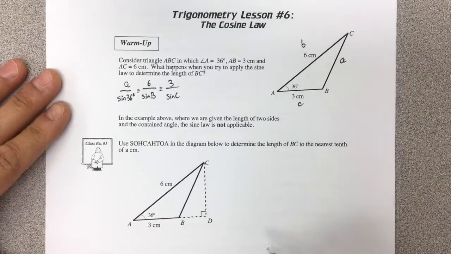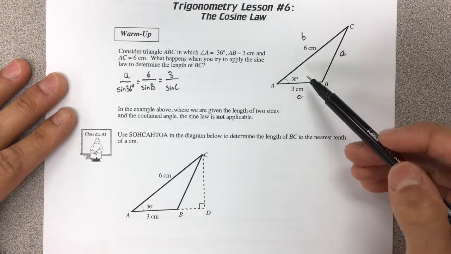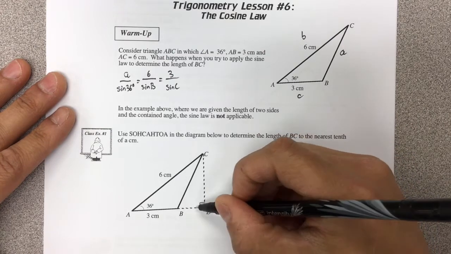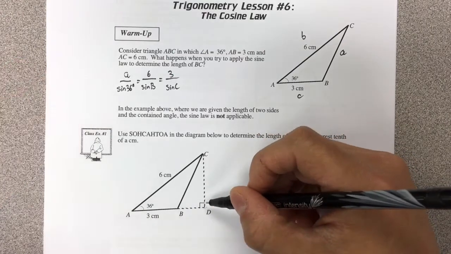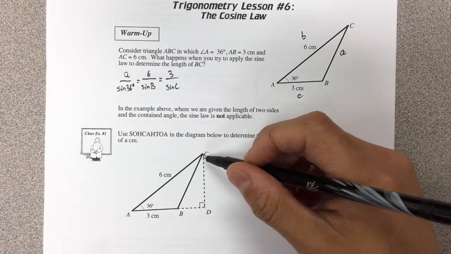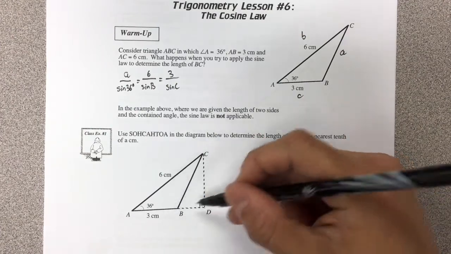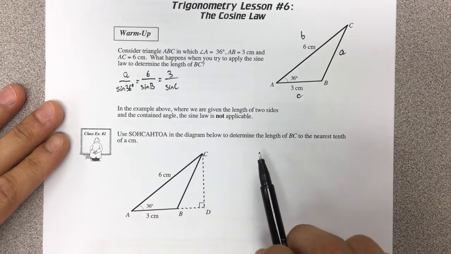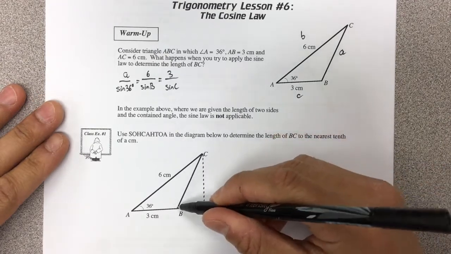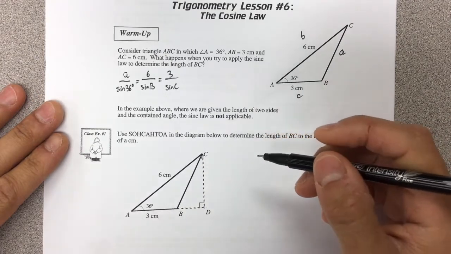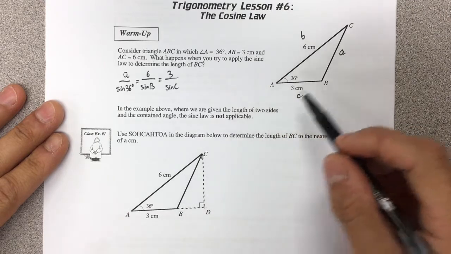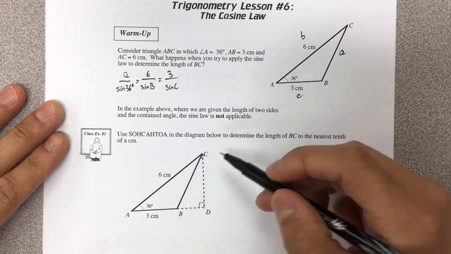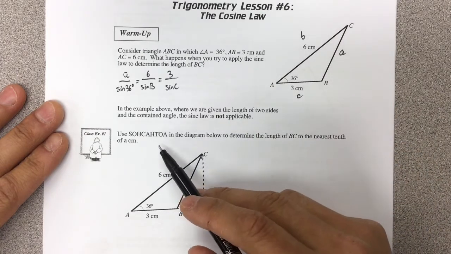Now in class example number 1, we're looking at this same triangle, but what's happened is we've added another triangle, which is a 90-degree triangle, which makes the whole thing a large right triangle. Now, in this diagram below, we want to determine the length of BC, to the nearest tenth, just like we were doing up here. We want to find the length of BC. But we want to use SOHCAHTOA to do that.